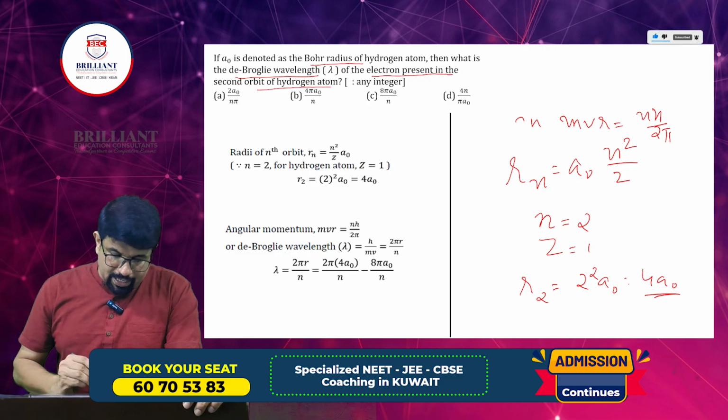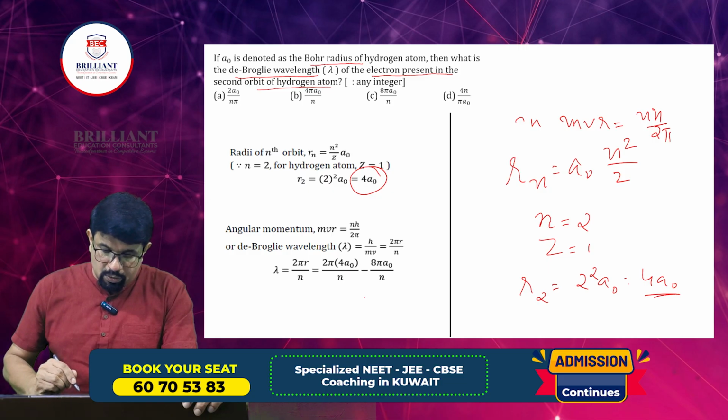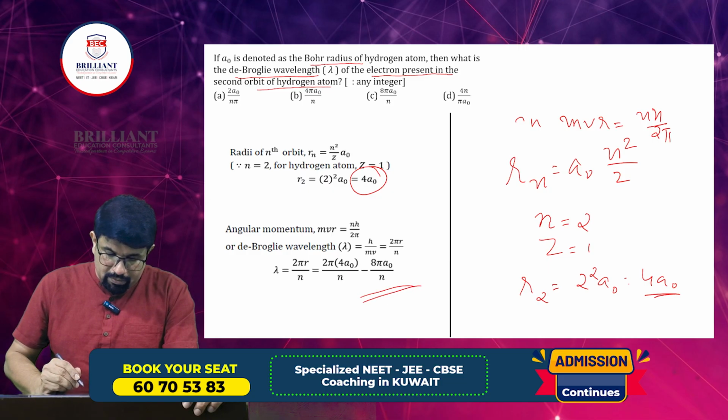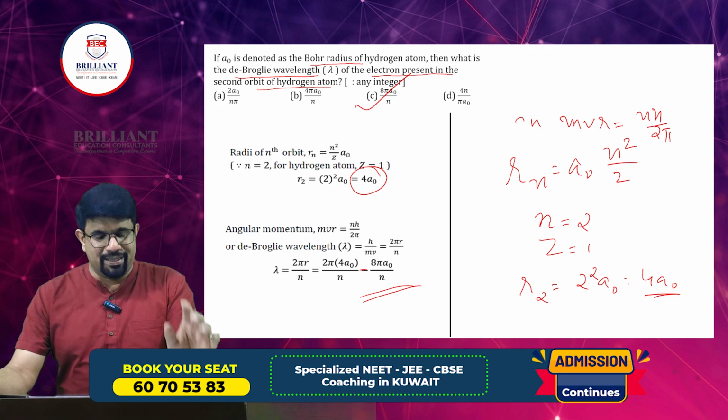From there, we can take lambda is equal to h by mv. So we get 2 pi r divided by n. Then lambda is equal to 2 pi r divided by n. We already know r, so 2 pi into 4 A0 divided by n. So it will be equal to 8 pi A0 divided by n. Then what is the correct answer? C is the correct answer, students.